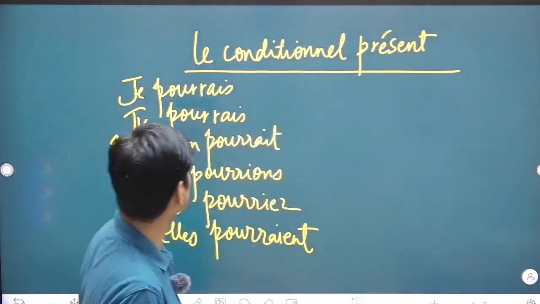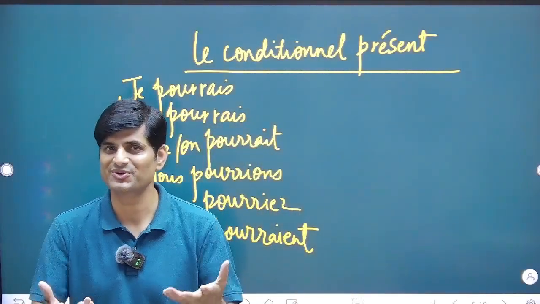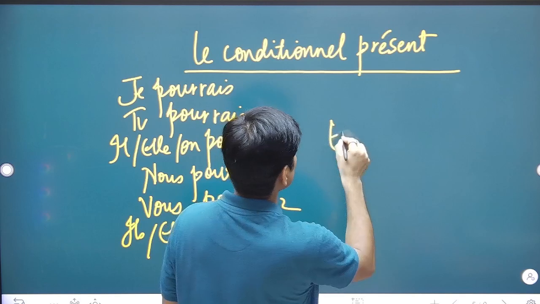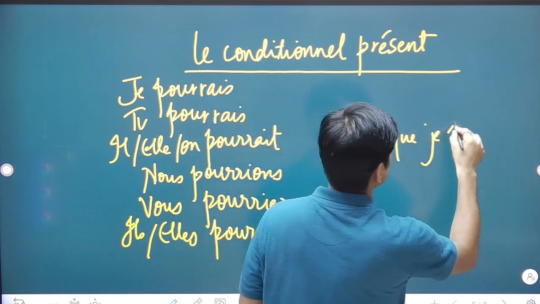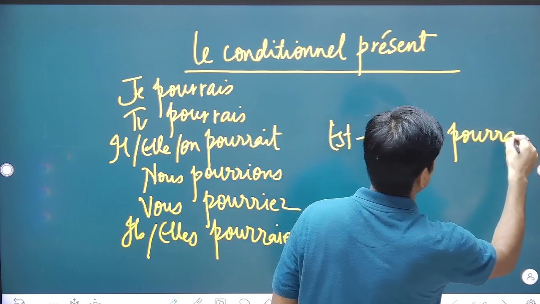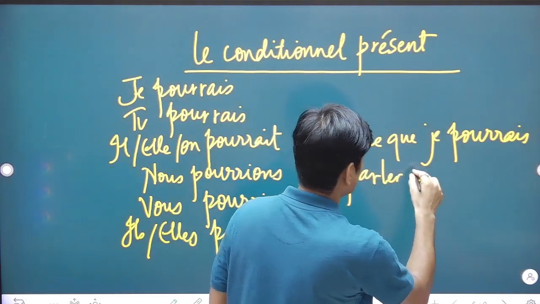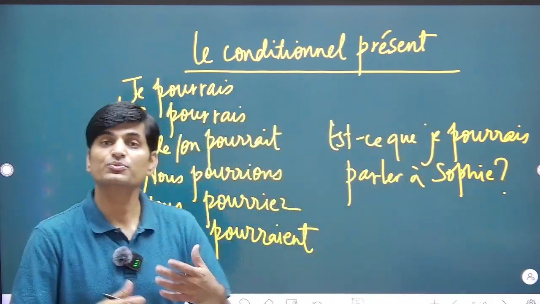Now, moving ahead, when you have something called conditional, so a simple use would be to be polite. You know it very well. So you would simply say, est-ce que je pourrais, P-O-U-R-R-A-I-S, je pourrais parler à Sophie? So, est-ce que je pourrais parler à Sophie?